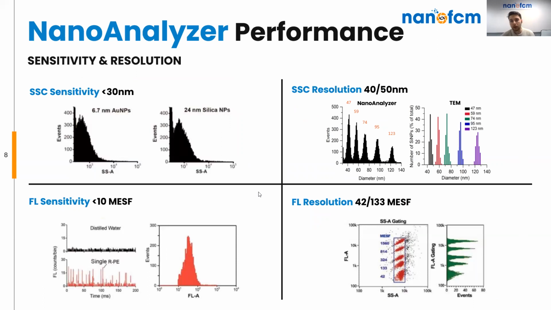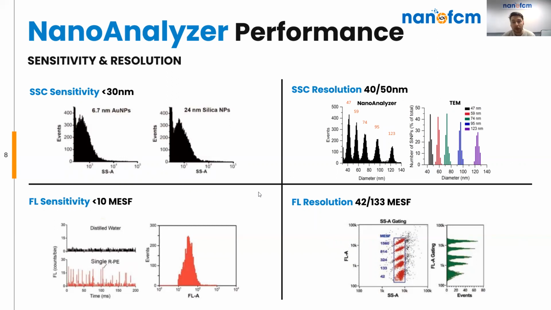I just want to have a quick look at the sensitivity and resolution data for the nano analyzer. On the right, we have NanoFlow and TEM data. This is for a cocktail mixture of silicon nanospheres. And you can see that we get really good resolution between the 47 nanometer and the 59 nanometer populations, with a much faster acquisition time of just a few minutes per sample by NanoFlow.